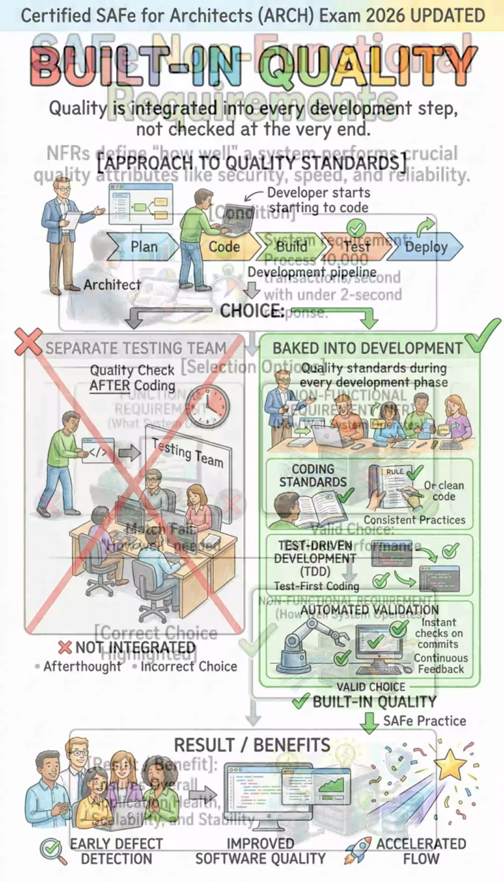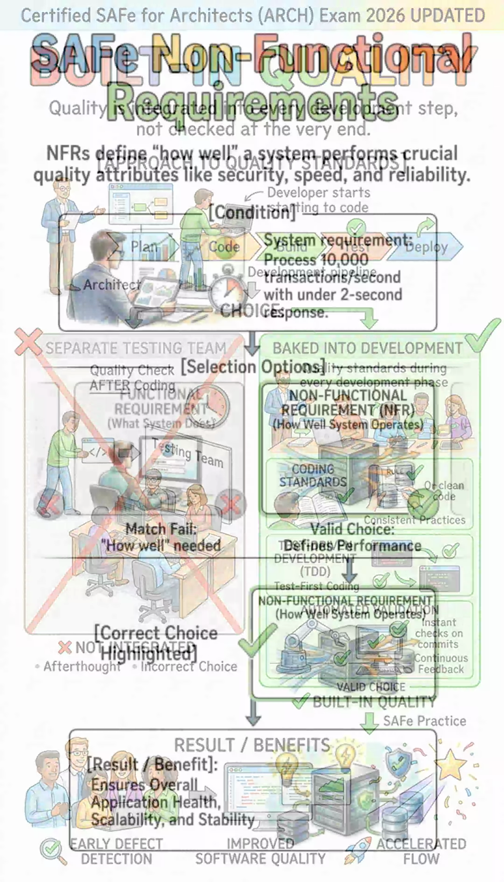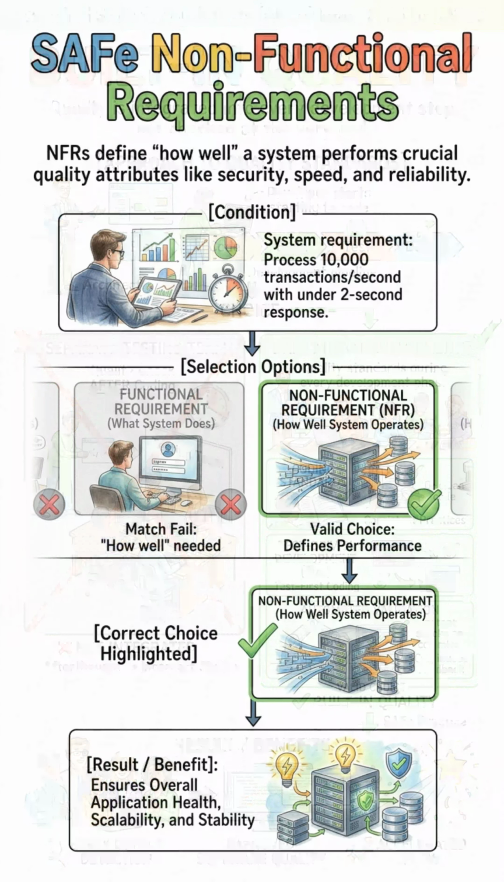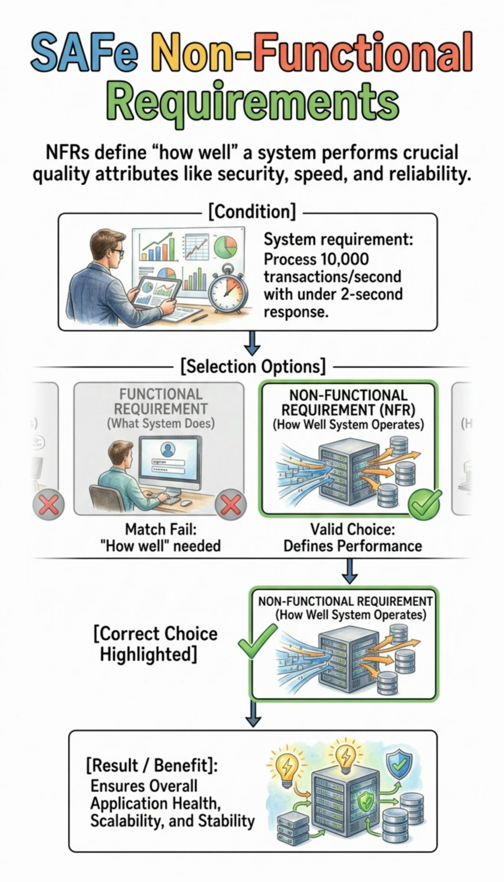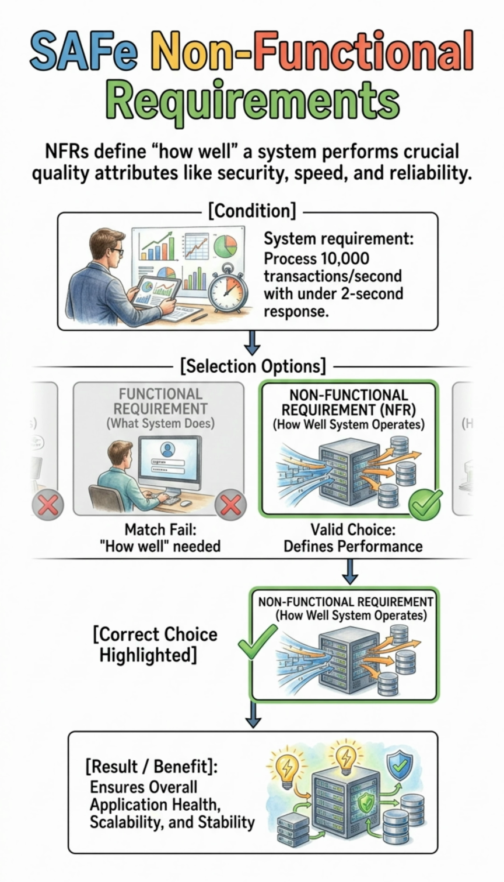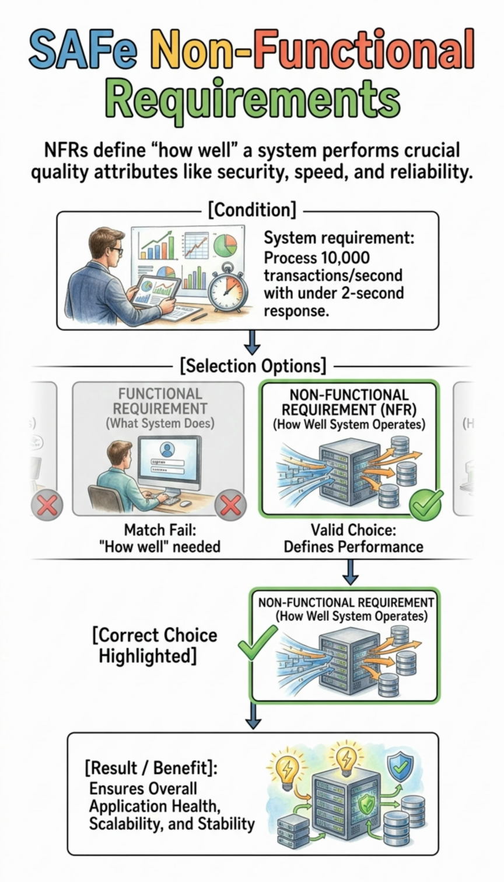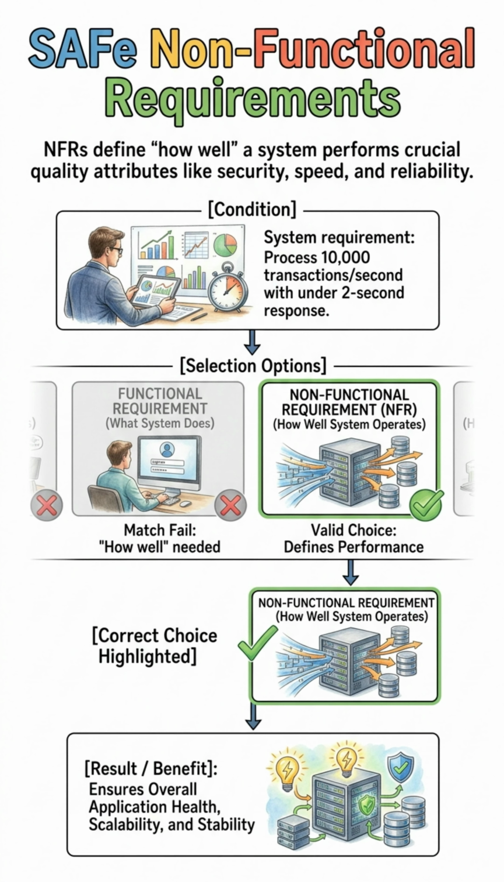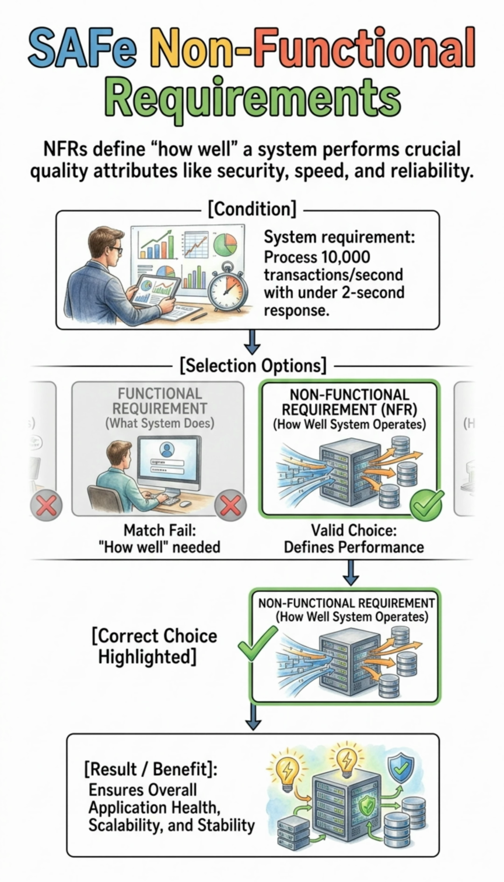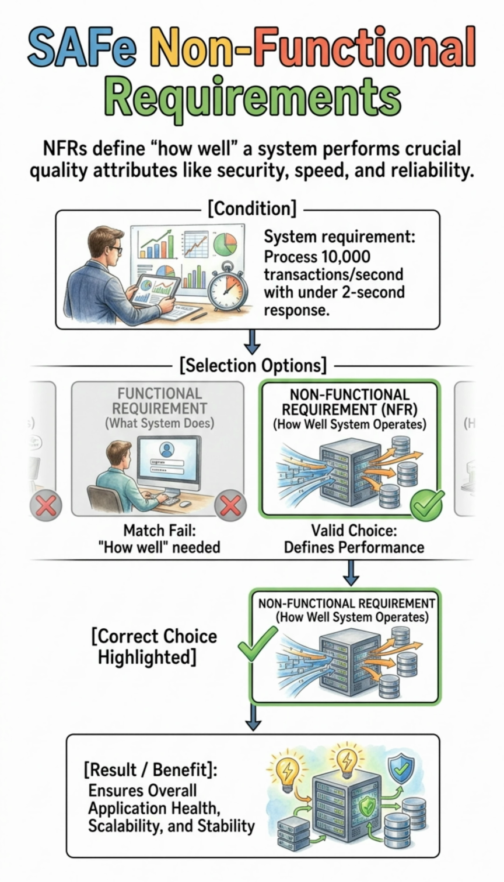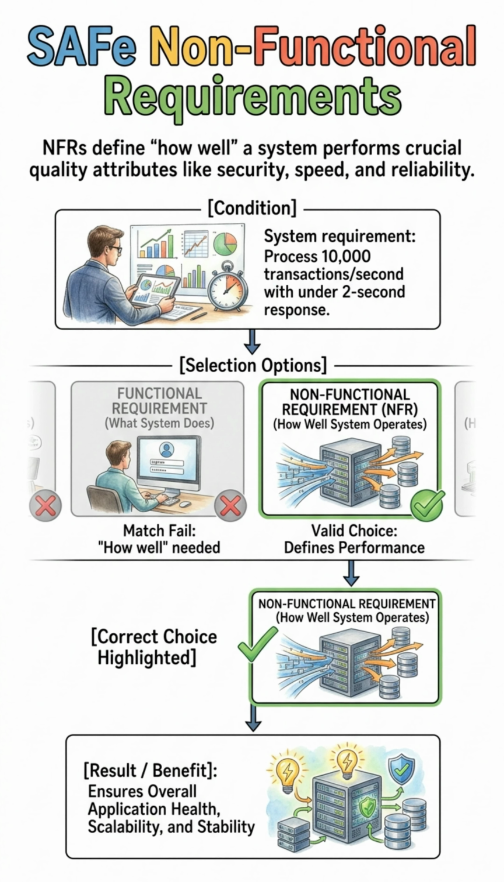To enforce this quality, we rely heavily on non-functional requirements, commonly referred to as NFRs. While functional requirements describe what the system should do, like allowing a user to log in, non-functional requirements describe how well the system should do it. These include critical attributes like performance, security, reliability, scalability, and usability. On the exam, you will frequently be asked how to handle these hidden requirements that define the overall health of the application.